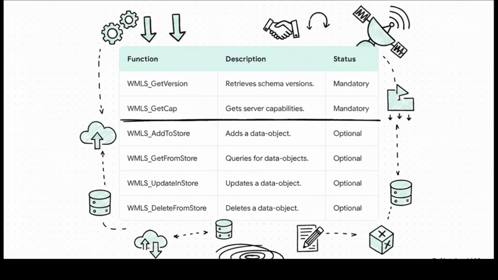Every server has to have them. GetVersion tells you what data schemas the server speaks. GetCap is even more critical. It gives you back a big XML file that lists out every single thing the server can do. It's like a dynamic feature list.